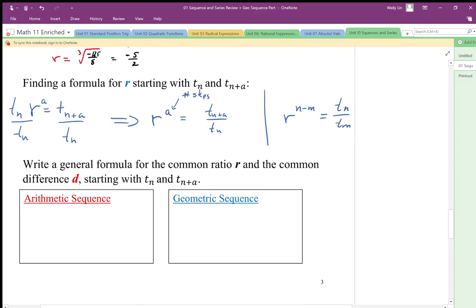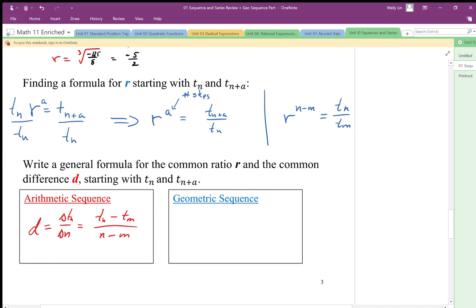So this formula is very similar to the arithmetic sequence formula, in that the arithmetic sequence common difference D was really the change in Tn over the change in n, or slope. Tn minus Tm, over n minus m, the number of steps between the nth term and the mth term. And we could find the common difference this way, and it looks like the slope formula.